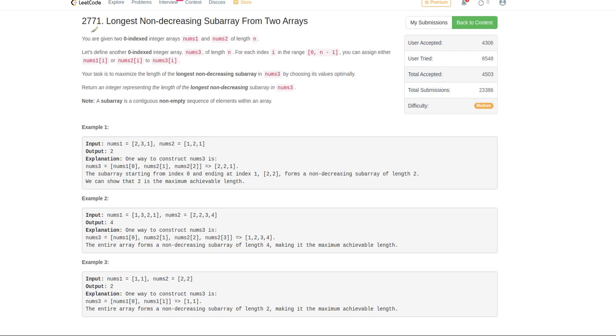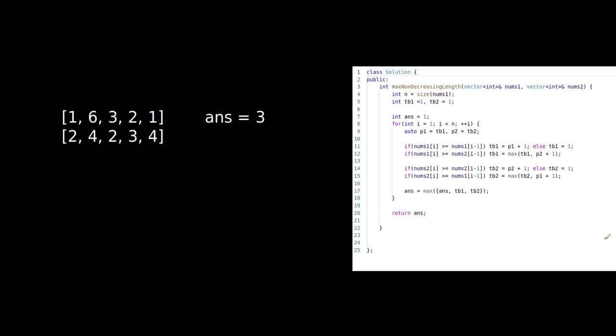Hi, this is LeetCode question, longest non-decreasing subarray from two arrays. This is the third question of weekly contest number 353. Now we will use dynamic programming to solve this question.